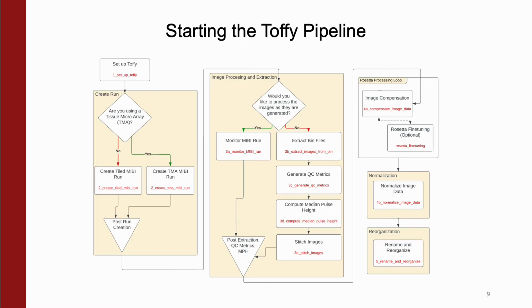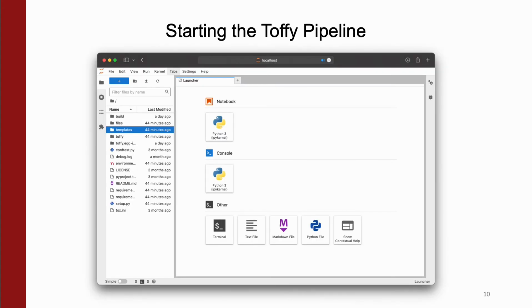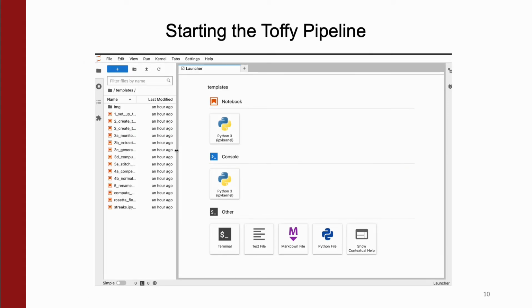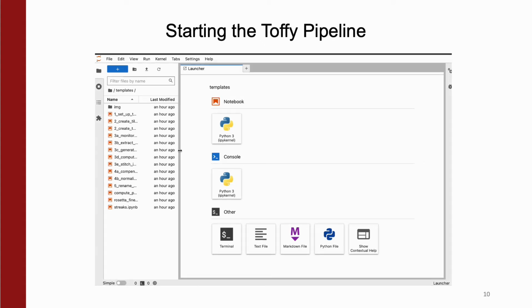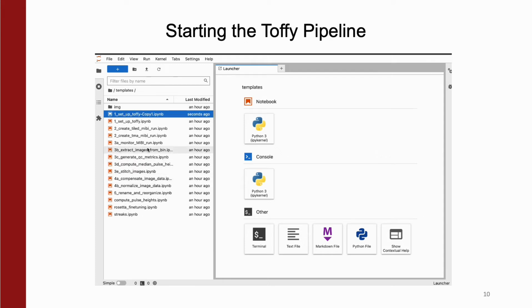Now with Toffy installed, we can start with the first notebook, which sets up Toffy. Next, you're going to want to run jupyter lab --allow-root, and then a web browser like this should pop up. Go ahead and double click on the templates folder, and inside of templates, you'll see all of the following notebooks. Before you edit any of the notebooks, we highly suggest that you duplicate them.